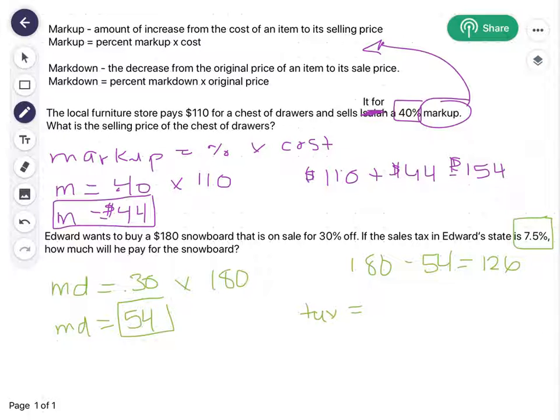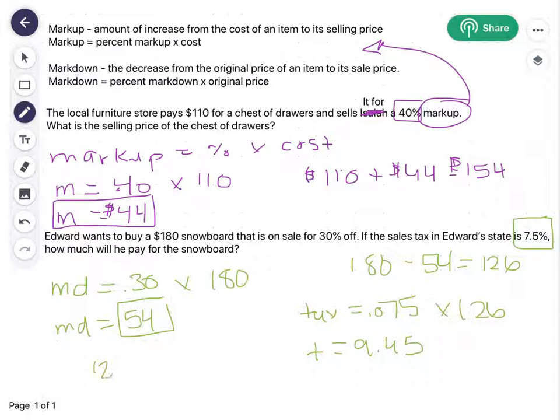the percent of the tax, which is 7.5. Make it a decimal though, and it's 0.075 times the cost, which is 126, or the original price is 126. So our tax is 0.075 times $126. So the tax equals $9.45. So we just saved $54, but now we have to pay an extra $9.45 on tax.